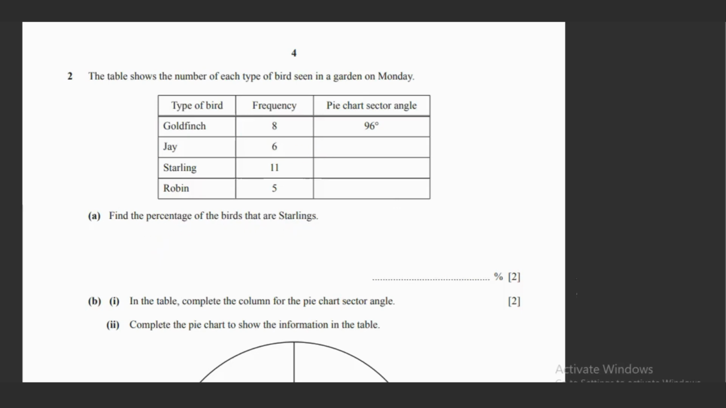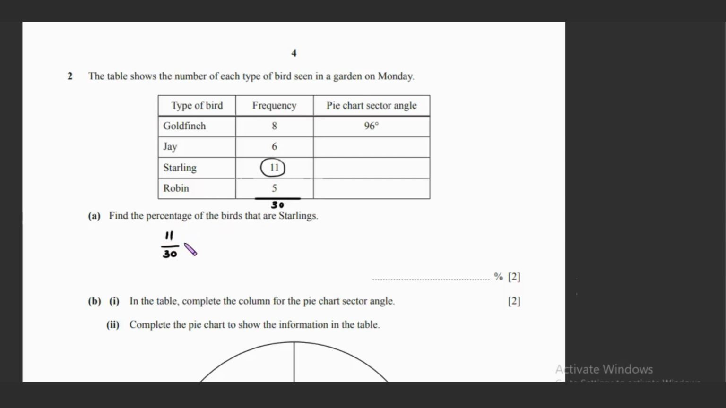To find that, there are 11 starlings according to this table. First we should also calculate the total. The total will be the addition of all the frequencies that we have here. So we have 8, 6, 11, and 5. When we add them together, we get a total of 30. So out of these 30 birds, 11 are starlings.